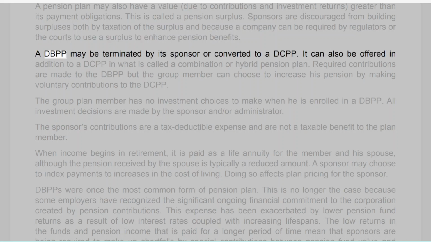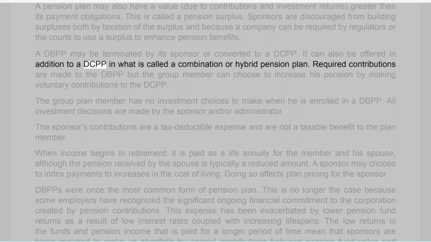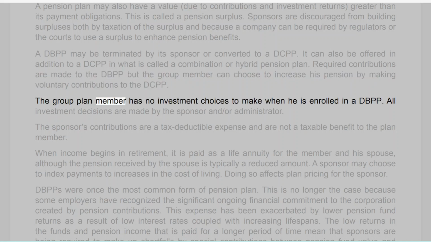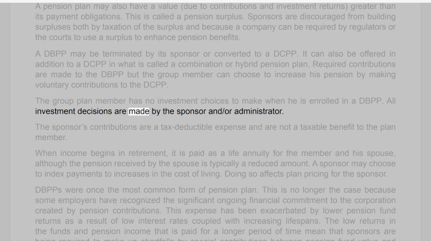A DBPP may be terminated by its sponsor or converted to a DCPP. It can also be offered in addition to a DCPP, in what is called a combination or hybrid pension plan. Required contributions are made to the DBPP, but the group member can choose to increase his pension by making voluntary contributions to the DCPP. The group plan member has no investment choices to make when he is enrolled in a DBPP. All investment decisions are made by the sponsor and/or administrator.